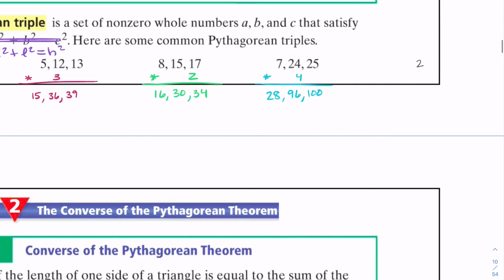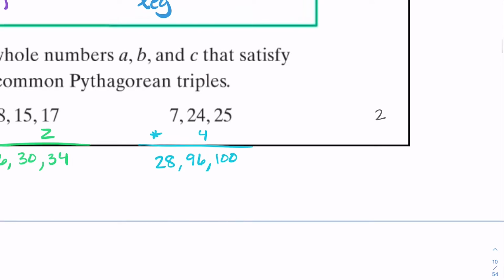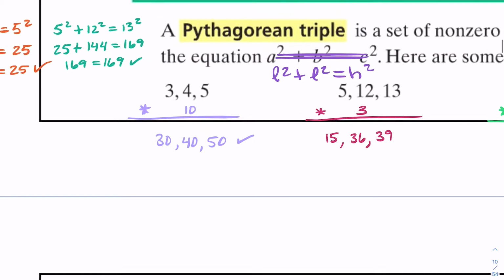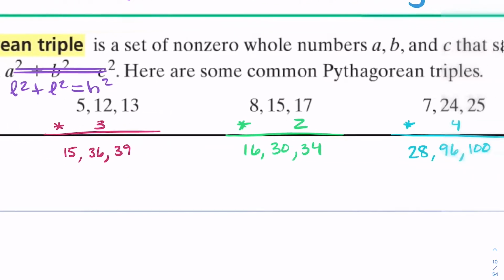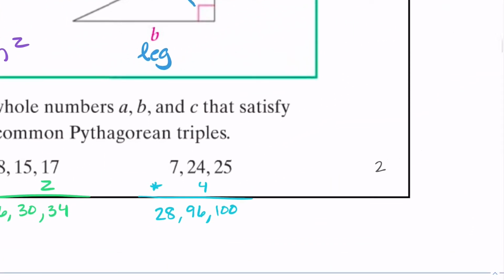So if they ask you, let's say they ask you, what color haven't I used yet? I used pretty much all of them, huh? Use that one, that one, that one. Okay. So let's say they ask, is 4, 5, 6 a Pythagorean triple?